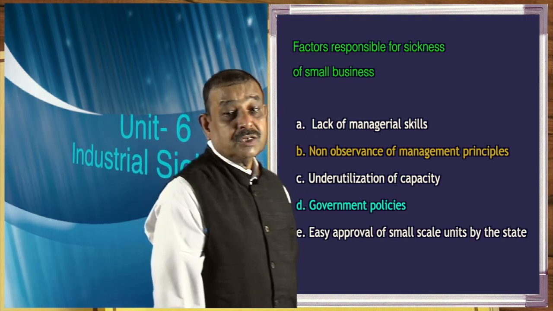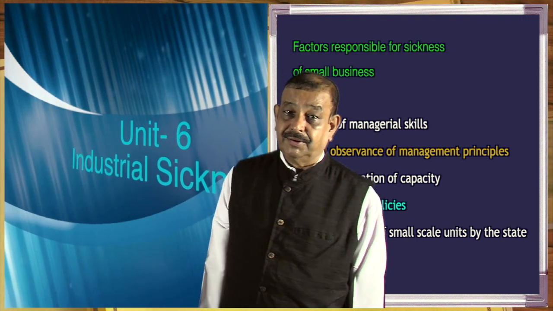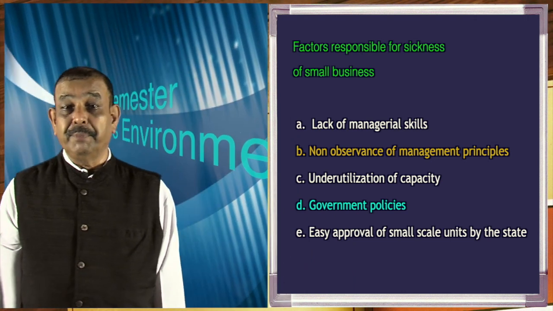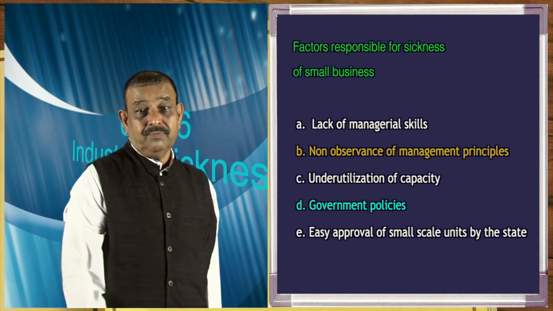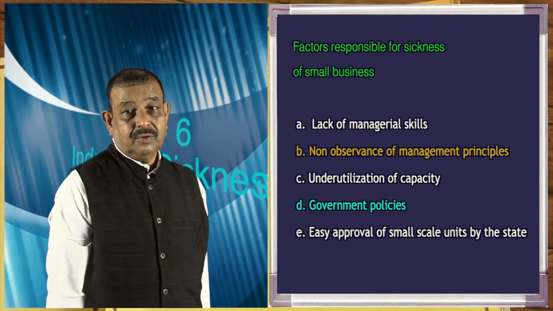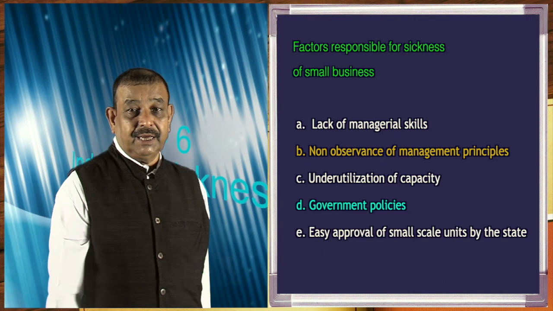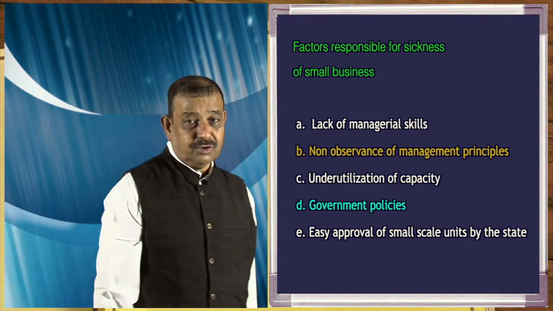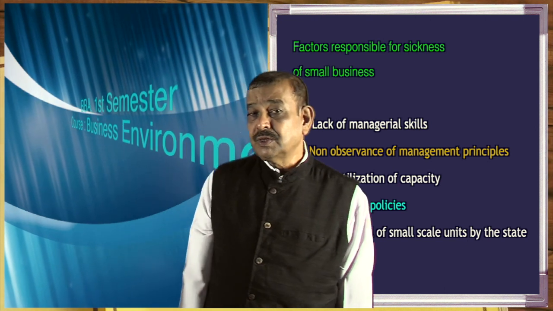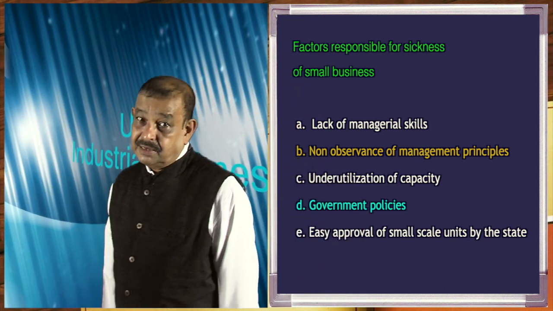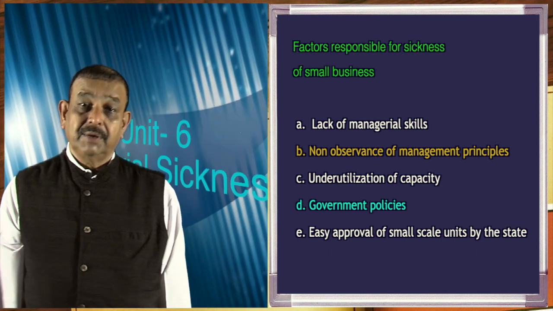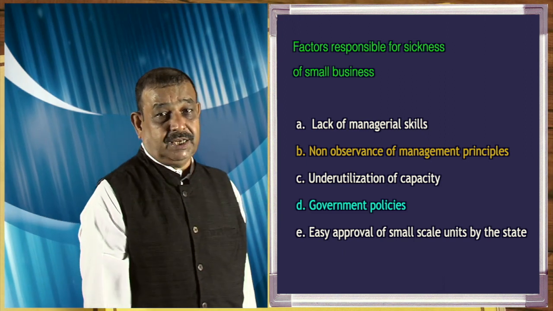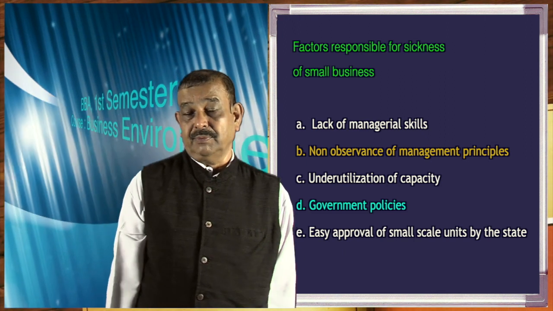Easy approval of small-scale units by the state. Sometimes the government, in order to popularize the entrepreneurship movement, promotes some easy-to-finance project proposals, say refill-making units, chalk-making units, or industrial paper-making units. They will promote certain enterprises, and they will give some capital subsidies and financial assistance. But while executing those projects, the entrepreneurs face a lot of problems.